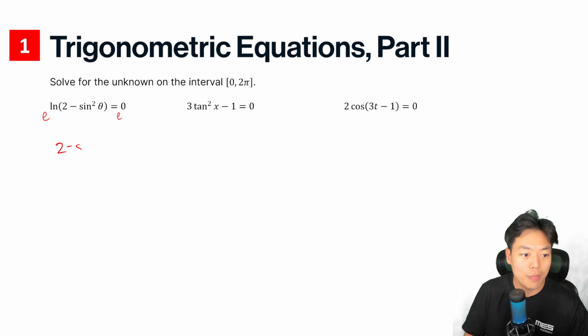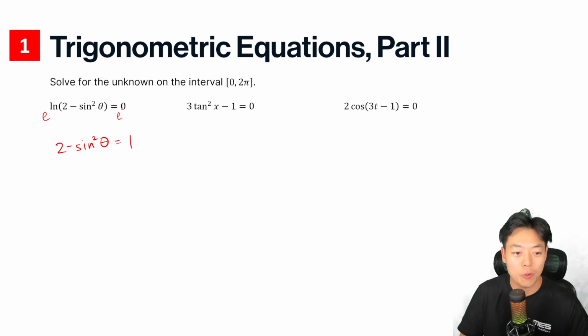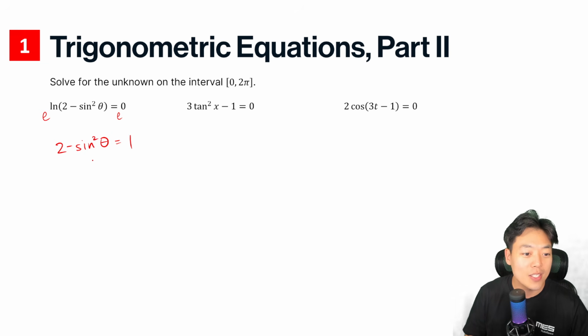So we have 2 minus sine squared theta is equal to 1. Any non-zero number to the 0 power is 1. Let's go ahead and isolate sine squared of theta. I'm going to make it positive by moving it to the right side of the equality. 2 minus 1 gives us 1, and now we take the square root of both sides, and we get plus or minus 1.